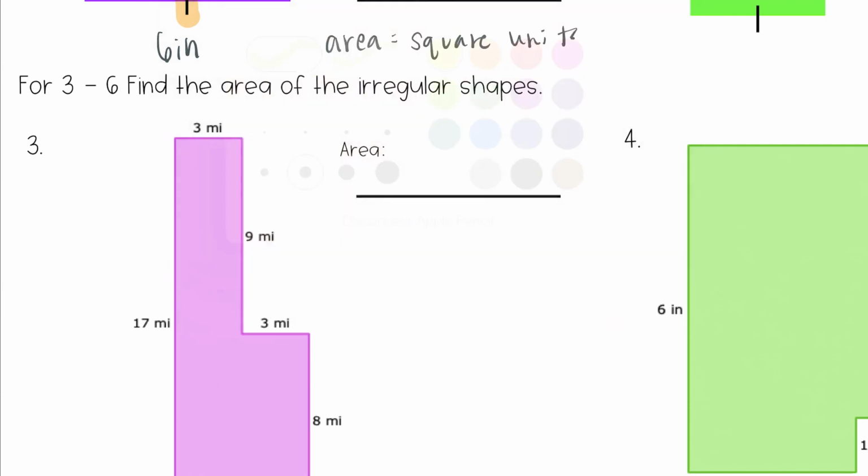Now, 3 through 6 is going to require that we find the area of an irregular shape. This is a brand new 4th grade skill, but we're going to take our understanding from 3rd grade and apply it to this new 4th grade skill.